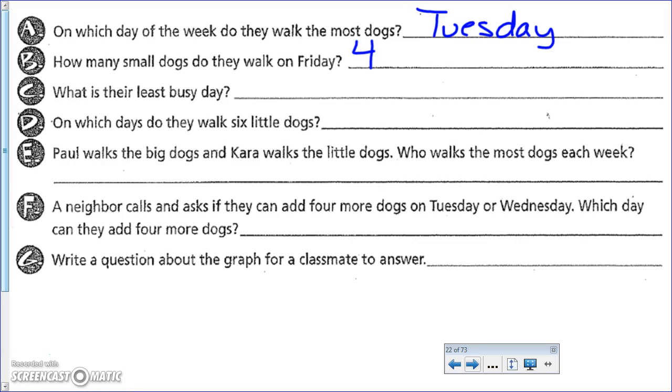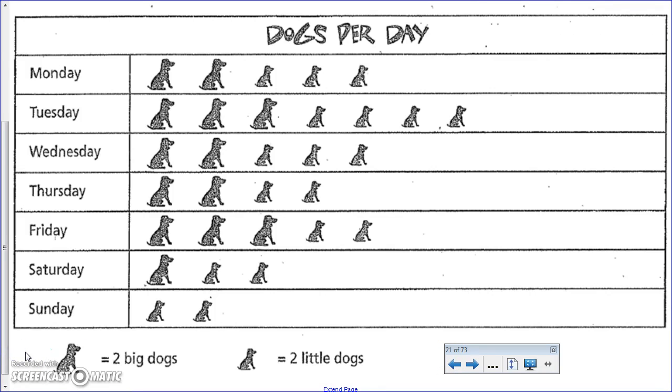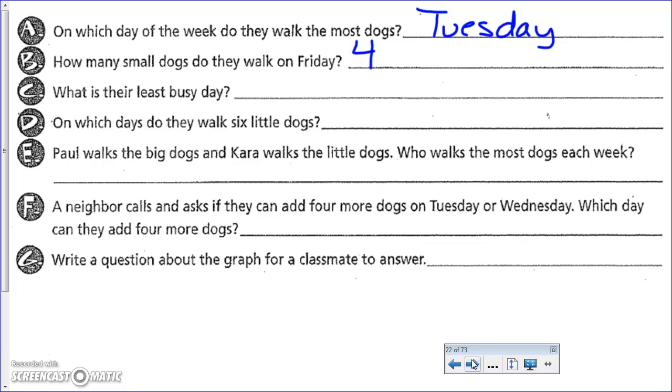C. Which is their least busy day? As we look at the pictograph, we can see that Sunday has the fewest pictures of dogs. So Sunday is their least busy day. Question D. On which days do they walk 6 little dogs? So we're going to go back to the graph.